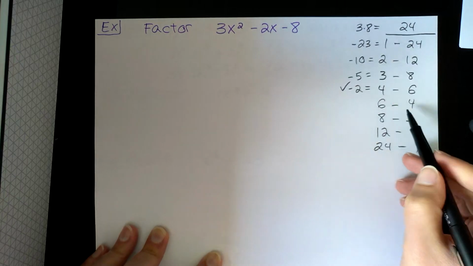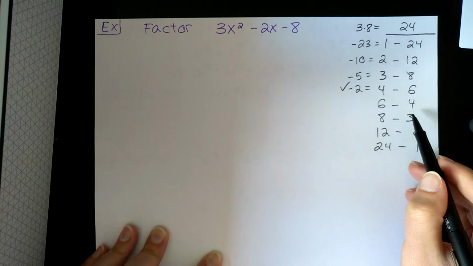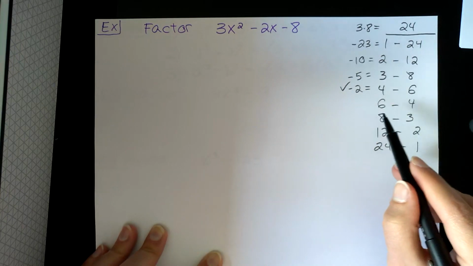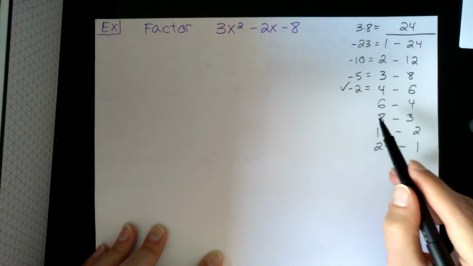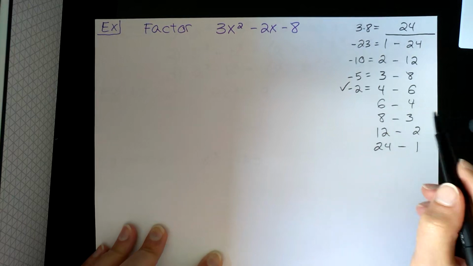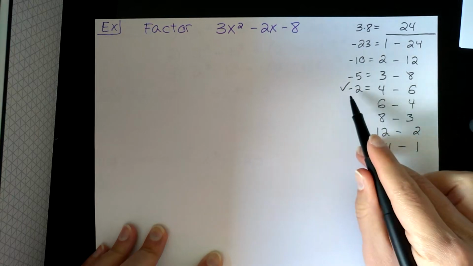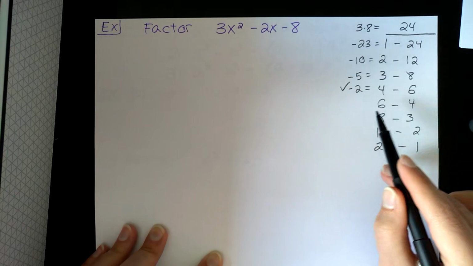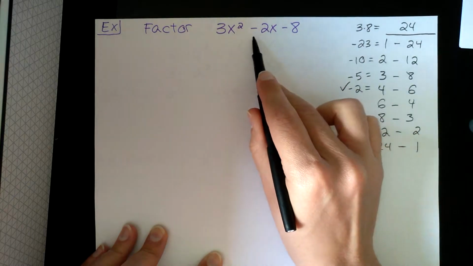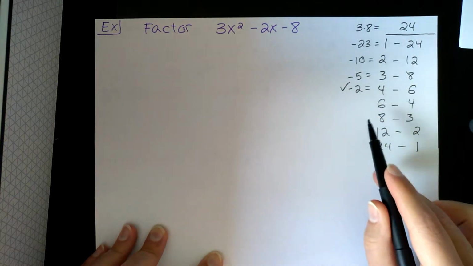Note, in this case, it does matter if you flip the combination. In the last one, negative 8 plus negative 9 was the same thing as negative 9 plus negative 8. But in this one, 4 minus 6 is negative 2, 6 minus 4 is positive 2. We needed a negative 2. So be aware of that.